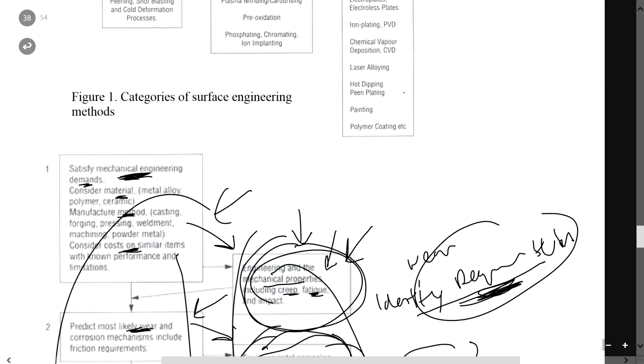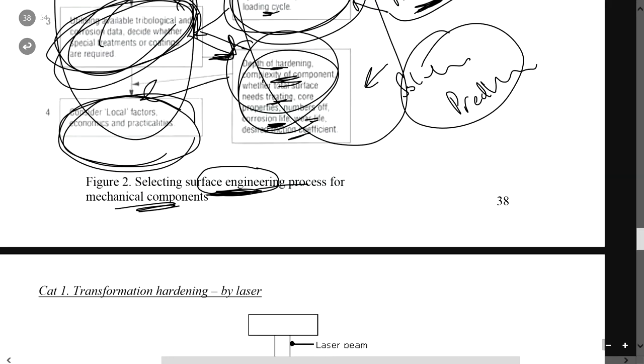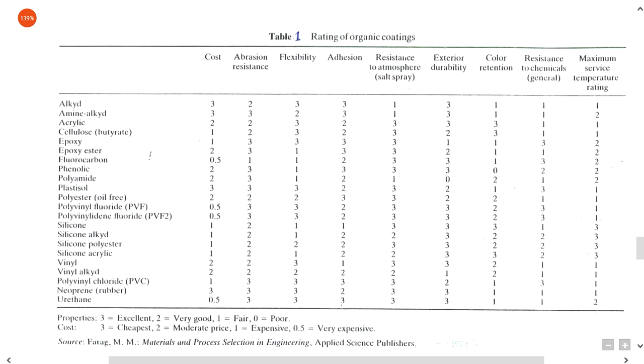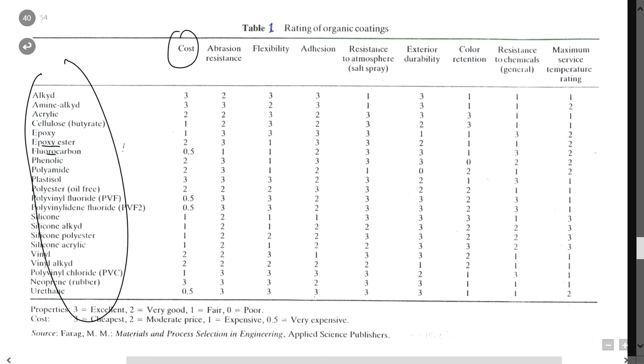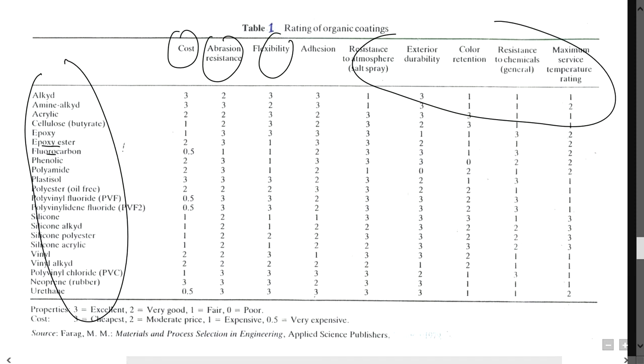Alright, so table 1, is it this one? Give me a moment. This is table 1. Alright, and they actually rated the different so-called paintings. So these are urethane, the type of paints that you're going to use, the cost. They will compare the cost, abrasion, flexibility, everything. So actually it's quite a very good table.